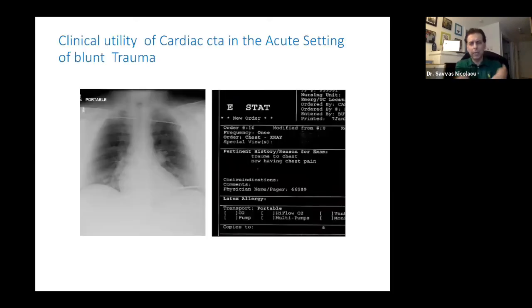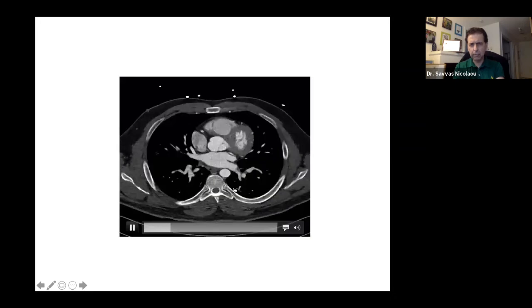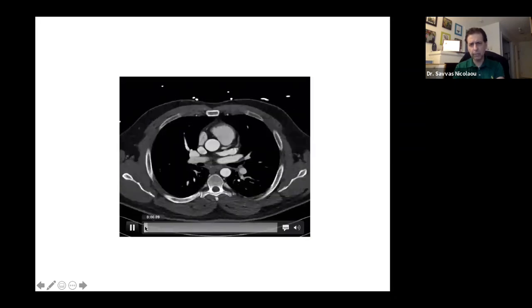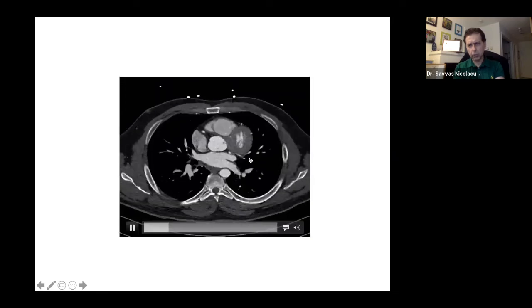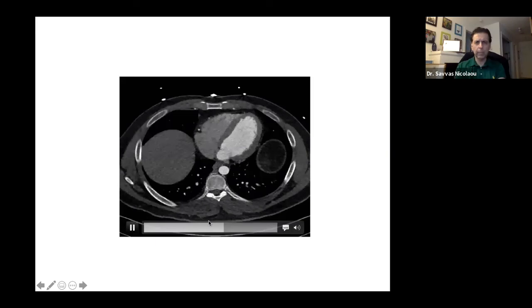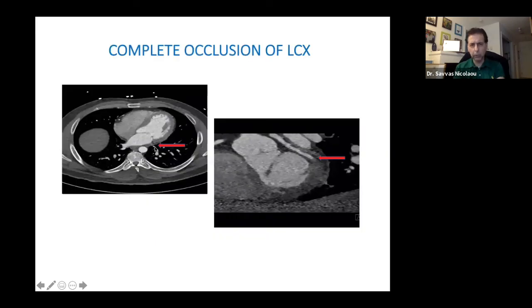The last case I'd show, a snowboarder, snowboarding, comes into the ED when I was on. It's trauma to the chest, left side of chest pain. We do a cardiac CT and concentrate on the circumflex coronary artery. So in a matter of seconds, we're looking at the circumflex coronary artery, and we can see, and I'll show you still images, it is completely occluded.